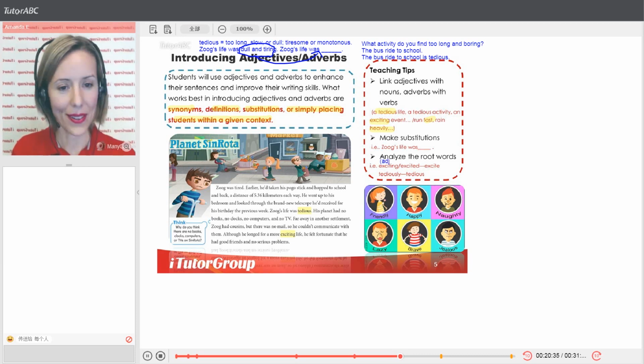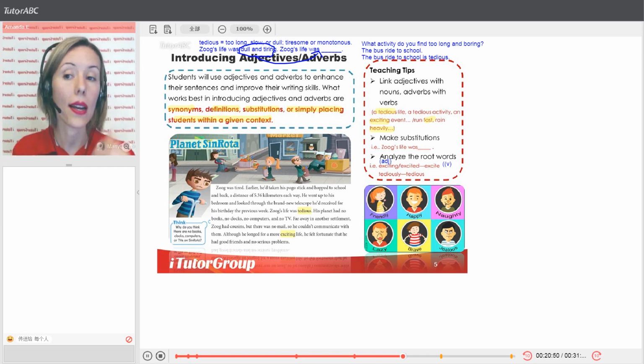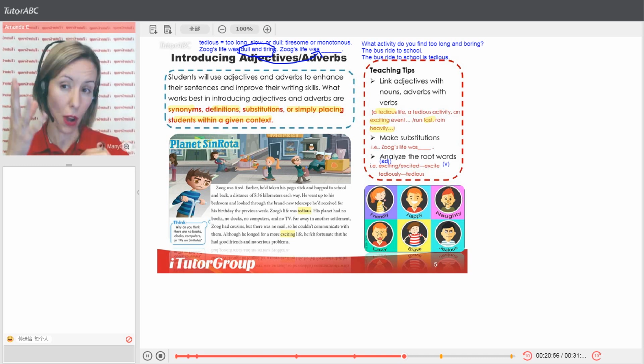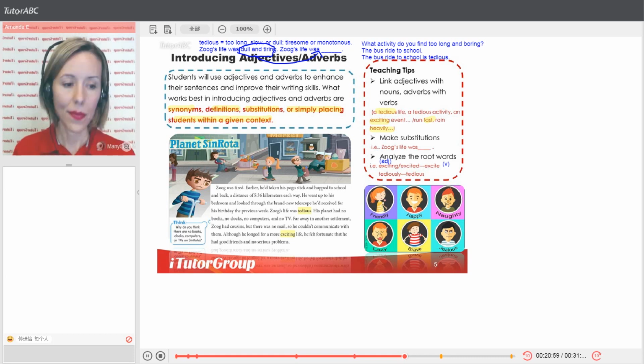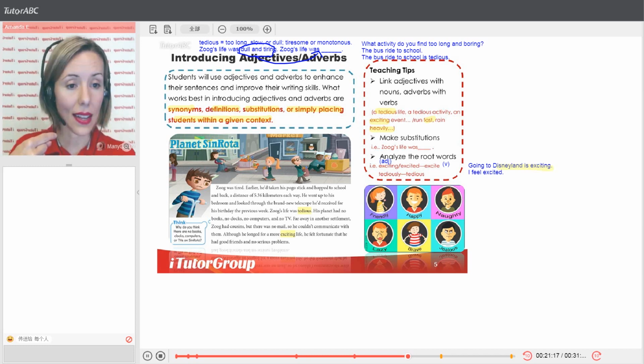But as you know, even though exciting and excited are both adjectives, they're used in different ways, and this is a common mistake, isn't it? So I would probably give an example for the students whenever you have this kind of scenario, like boring, bored, exciting, excited, that sort of adjective. One's a feeling and one is describing something else. Give an example. Going to Disneyland is exciting. I feel excited. So here they can see the contrast between Disneyland is exciting and I feel excited.